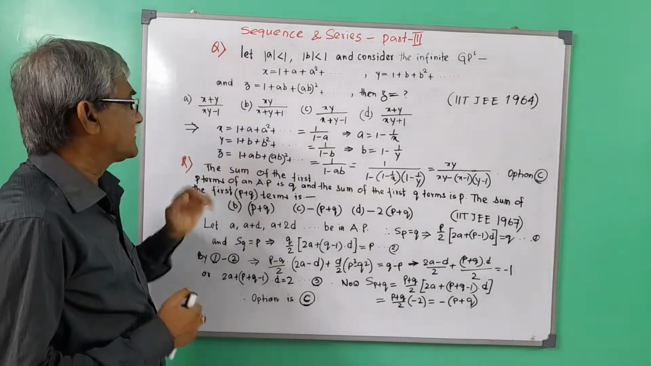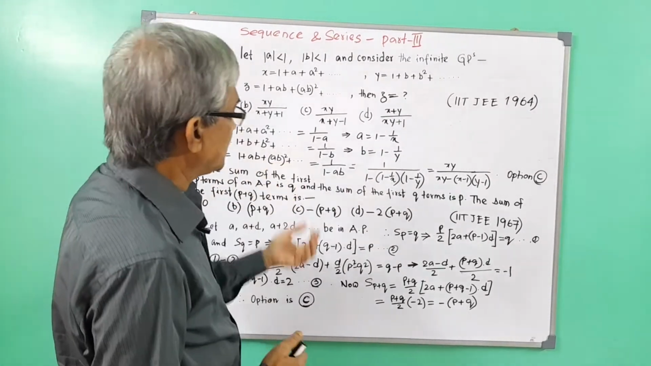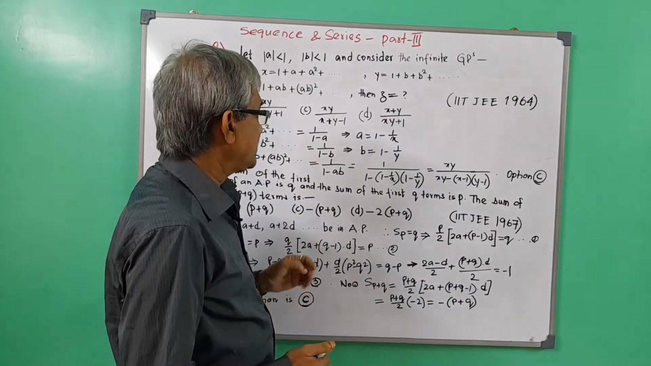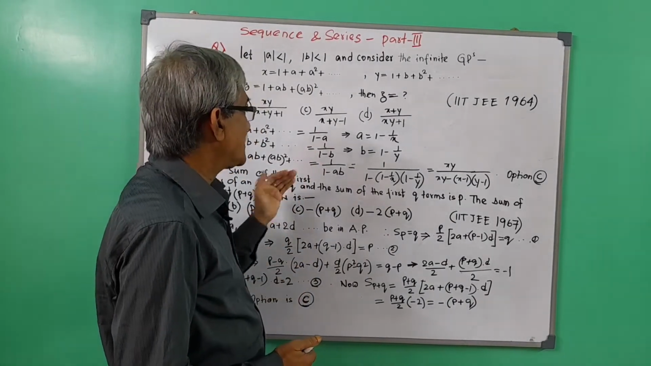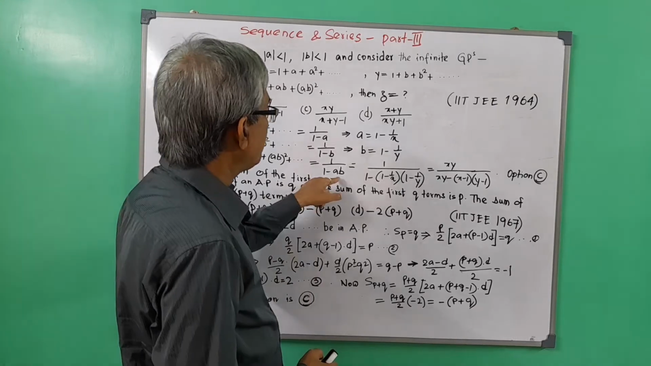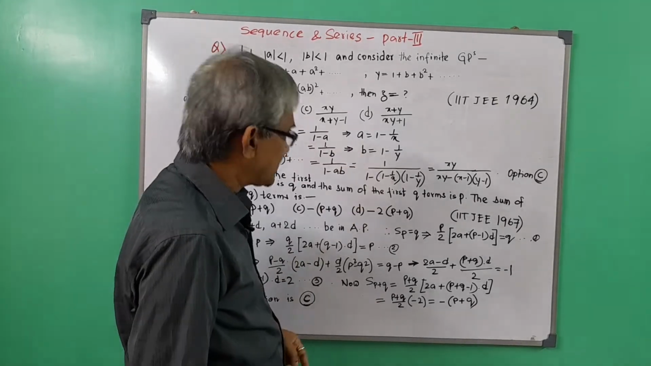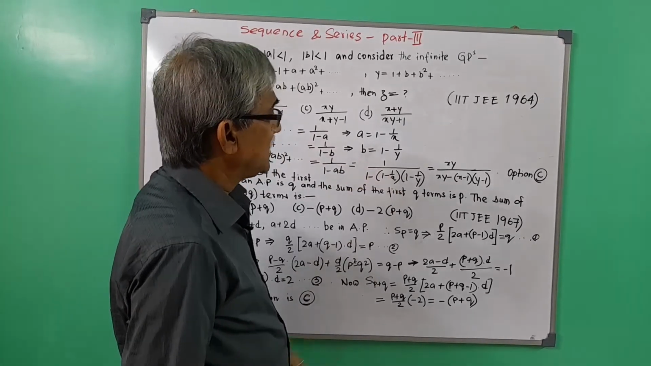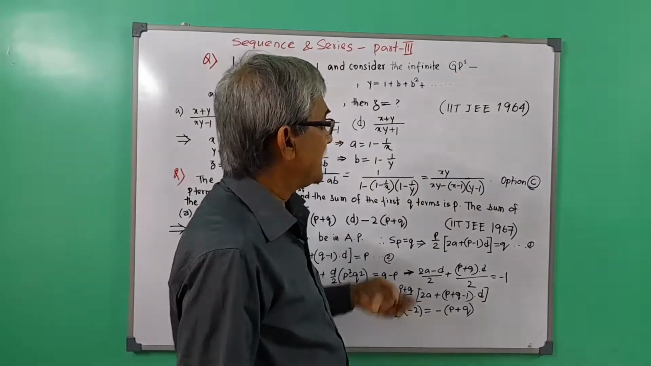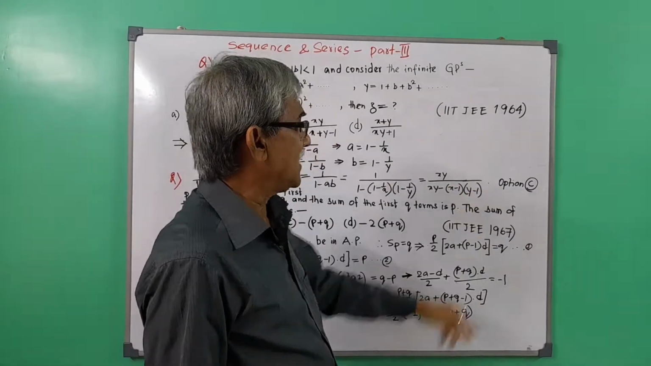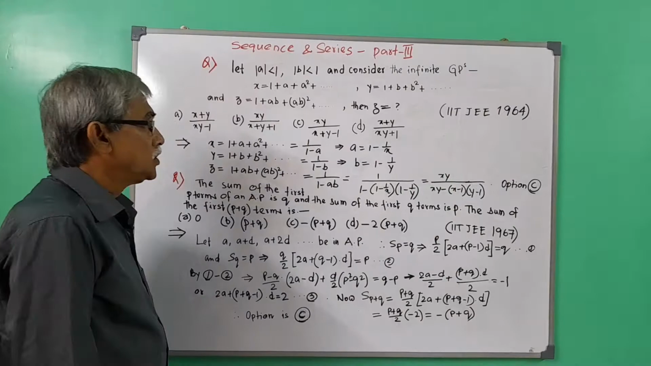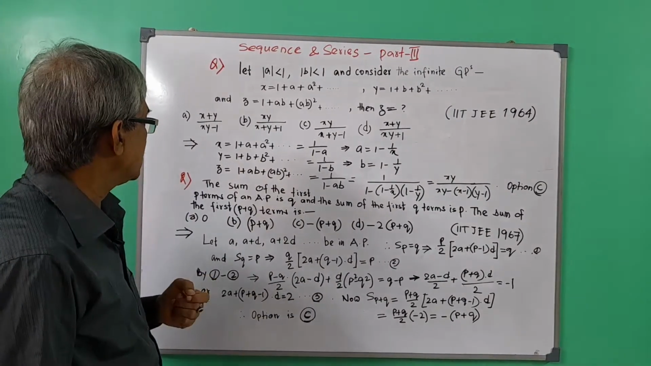Likewise, Z equals 1 plus AB plus (AB) whole square plus dot dot dot, and that equals 1 over 1 minus AB. Now we place the values of A and B that we found earlier and just solve it, and after you have solved it, the result becomes option C. So this was the question, a very easy one.